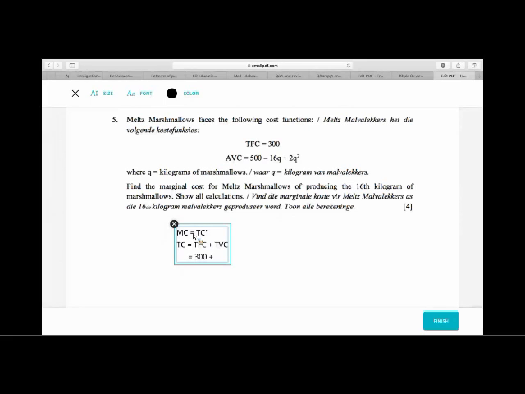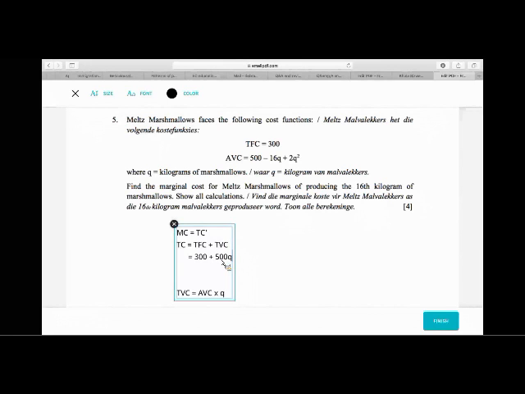I have an average variable cost. So what I need to remember is that total variable cost is average variable cost times quantity. So I can take this formula here, multiply it through by Q, and that will give me total variable cost. So total variable cost would be 500Q minus 16Q squared. So I'm going to represent a squared with a little hat, plus 2Q cubed. Okay, so total cost is 300 plus 500Q minus 16Q squared plus 2Q cubed.